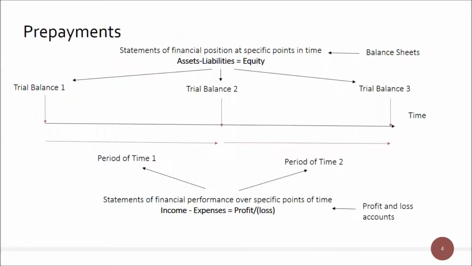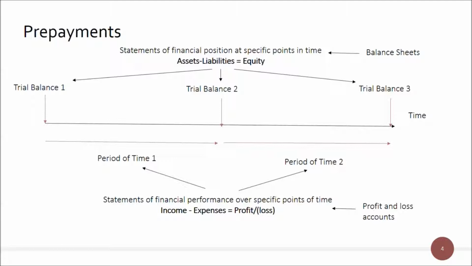So we've got our normal diagram now in terms of time here. We've got our two periods of time in here. Let's say they're years. And we've got our opening trial balance at the start of the first year, our closing trial balance at the end of the first year, an opening trial balance at the start of the second year, and our closing trial balance at the end of the second year. And we've got our statements of financial position, which are at these points in time. So that's our trial balances at these points in time, our assets minus liabilities equal equity. And we have our statement of financial performance over these periods of time. We're trying to get to these two sets of financial statements.